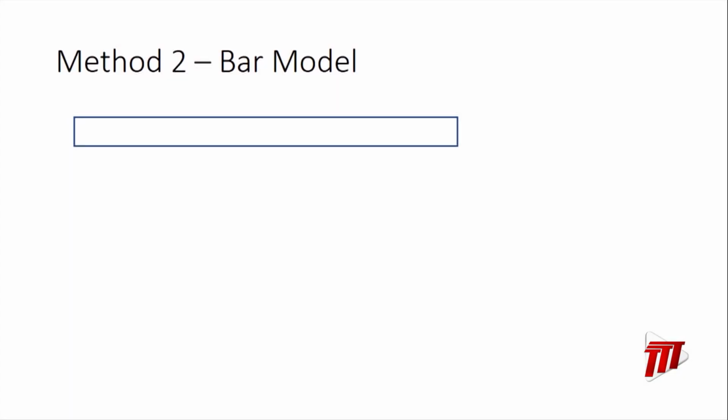The second method would be the bar model, where we're going to draw a diagram to represent the question. So this is the total amount of money that he had.